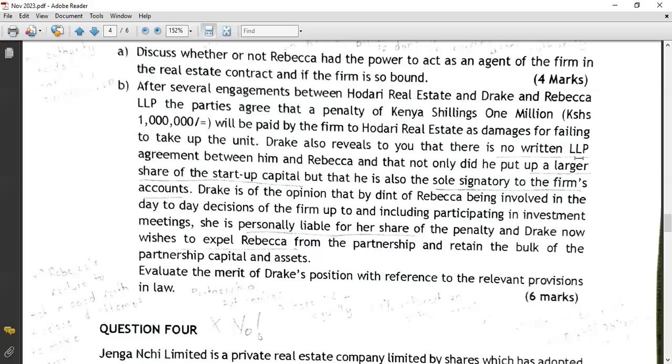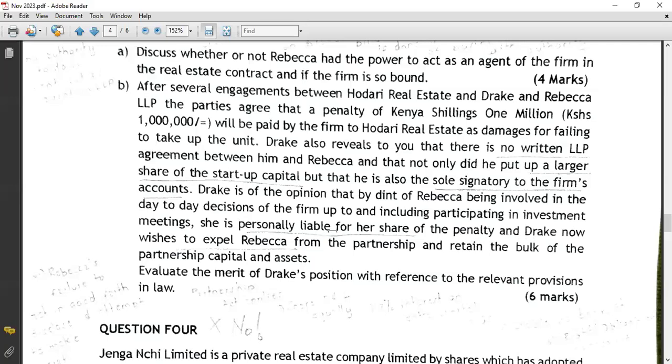So there's no written LLP agreement between the partners, Drake and Rebecca. Then Drake says that he put a lot of money in the partnership, and he's also the sole signatory. So Rebecca, being the person who was involved in day-to-day decisions of the firm, up to and including participating in the investment, would be personally liable for her share of the penalty.